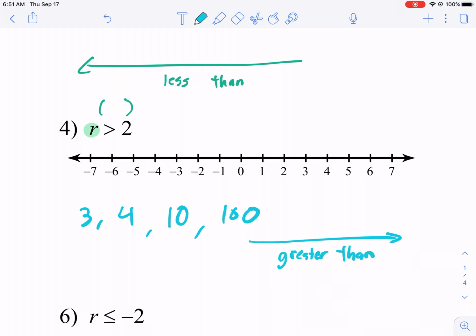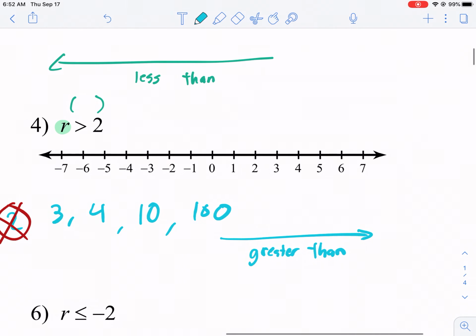Anytime we have a variable greater than a number, we're talking about to the right, all the values to the right of that number. Now, can 2 be a solution? And the answer is no, because it cannot be equal to it. There's not a line underneath the inequality, so it can't be equal to it. So that's why we're going to use a parenthesis. So if we know we're going to be going to the right, we know we need to have a parenthesis facing to the right. So we're going to have an inequality that looks like that.